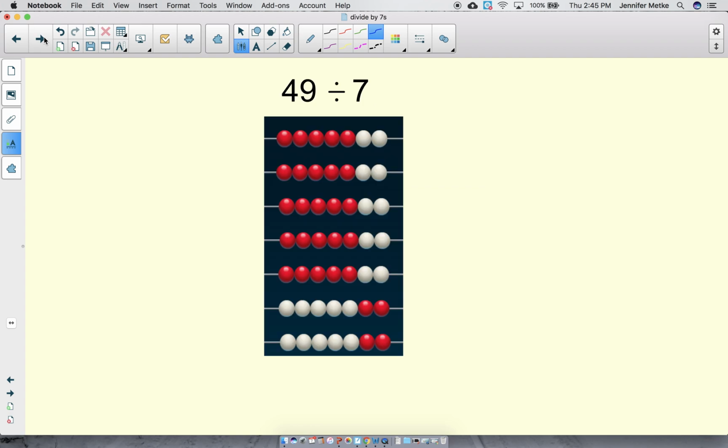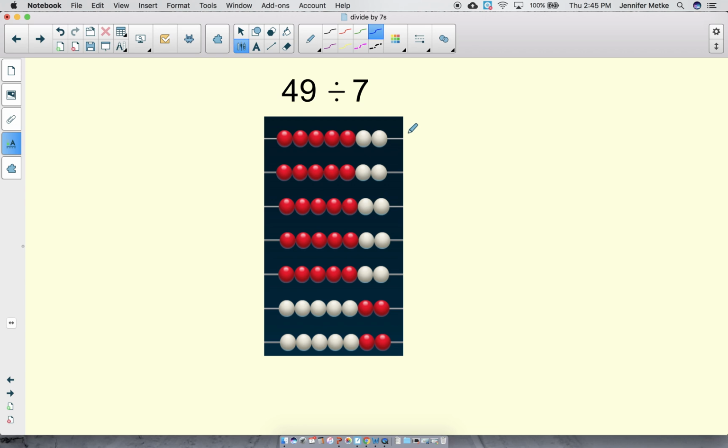But what if I don't know my facts or I can't remember one of them? 49 divided by 7. We could skip count. A way to think about this division problem is how many sevens are in 49? So I have 49. You'll see that I have these grouped in 7. I can skip count by sevens and I can keep track of the amount of groups. And once I get to 49, I'll know that that's the answer to my problem.